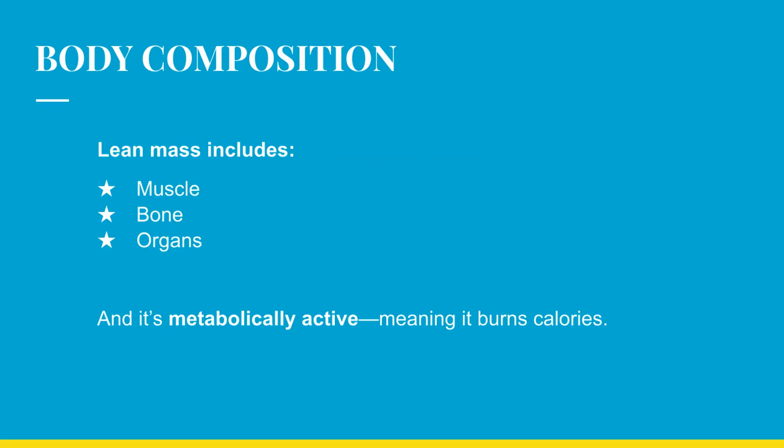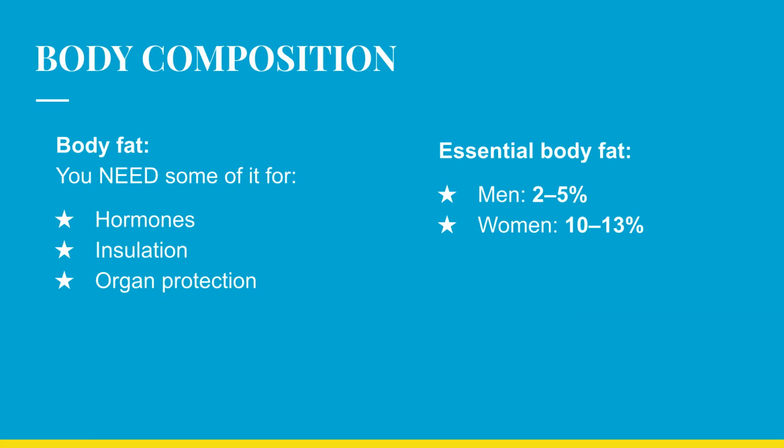Lean mass includes muscle, bone, and organs. It is metabolically active, meaning it burns calories. Body fat is necessary for hormones, insulation, and organ protection. Essential body fat is 2 to 5% for men and 10 to 13% for women.